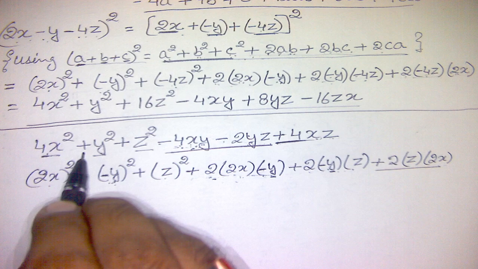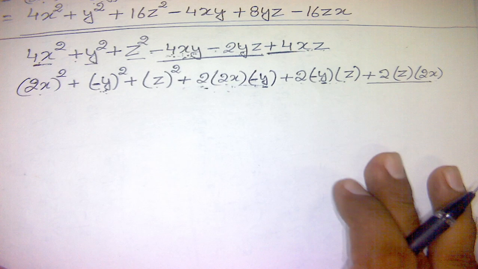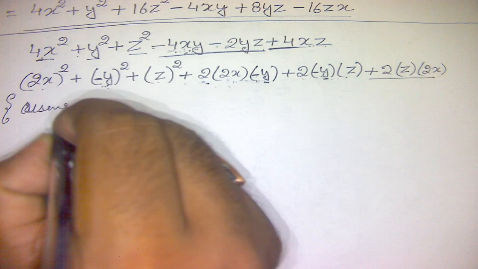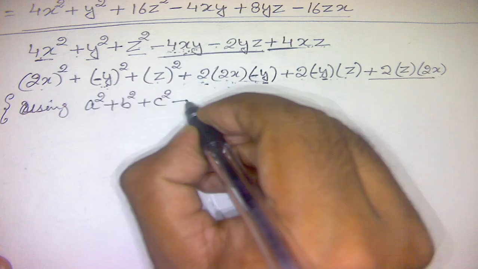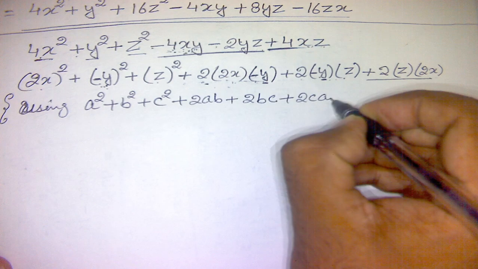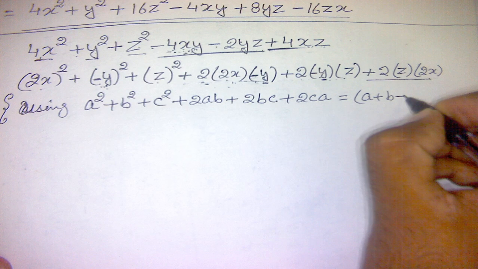Now we have converted it into the form of the identity. And once we have converted it, we are going to use the identity, that is, a squared plus b squared plus c squared plus 2ab plus 2bc plus 2ca is equal to a plus b plus c whole squared.